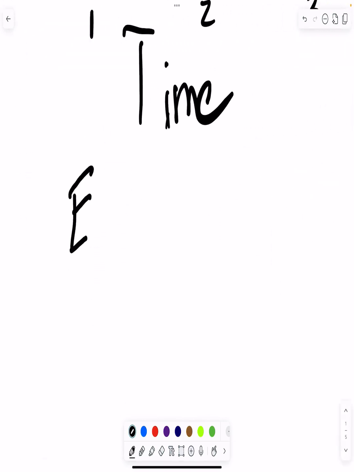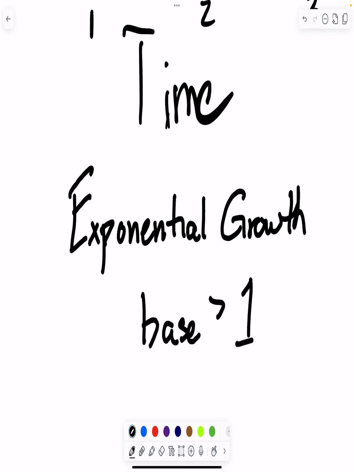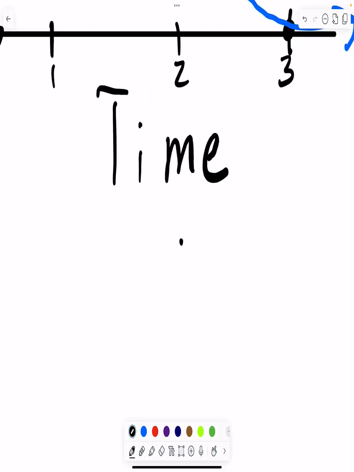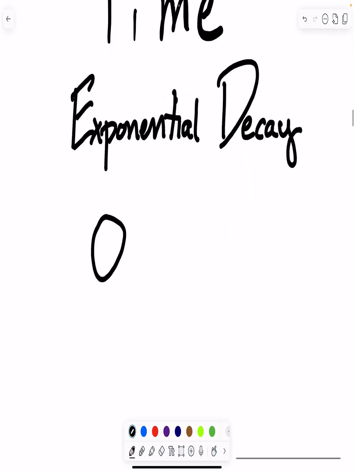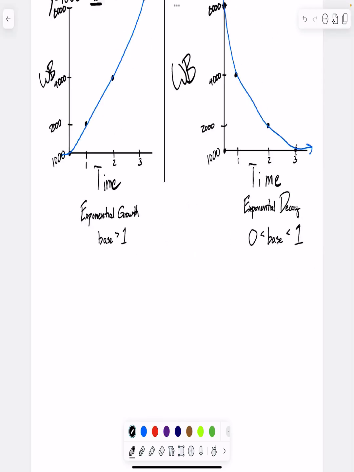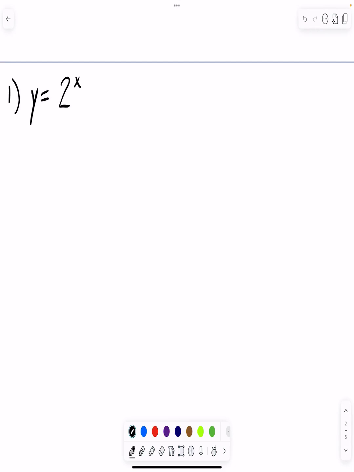For exponential growth, if our base value is greater than 1, we are growing. For exponential decay, if our base value is between 0 and 1, we are decaying. Let's further take a look at some problems to substantiate this claim.